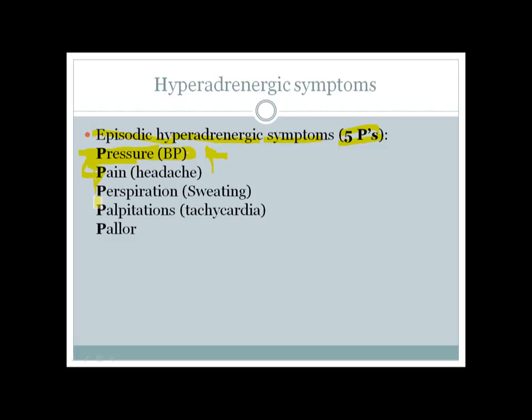And there are some other features which are due to manifestations of other receptor activation. So the patient can get sweating. The patient can have palpitations because you have the beta-1 receptor in your heart, which will be stimulated and can cause palpitations. And the patient can also have pallor.